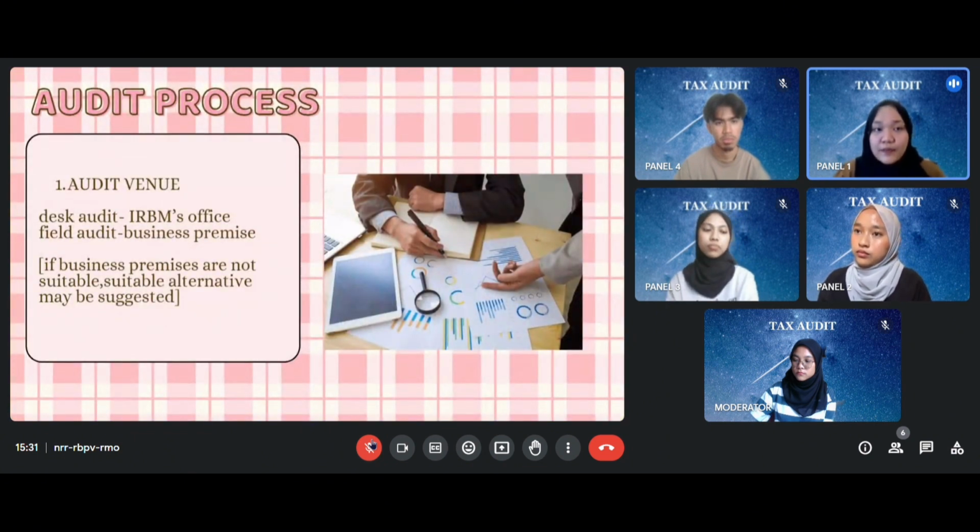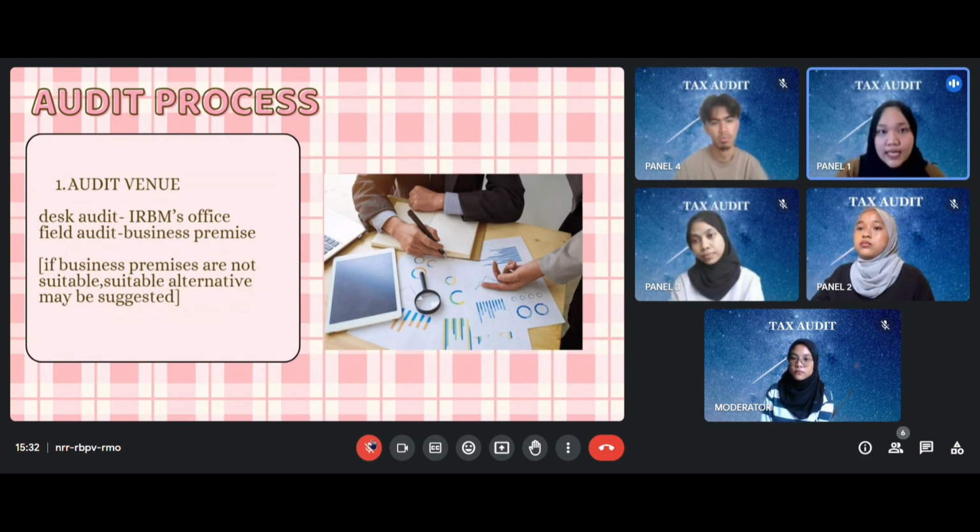Okay, the first audit process is audit venue. As mentioned earlier by Ms. Hayat, we have 2 types of audit, which are desk audit and field audit. For desk audit, it will be held at the IRBM office, while field audit mostly will be held at the business premise. If the business premise is not suitable, an alternative may be suggested.